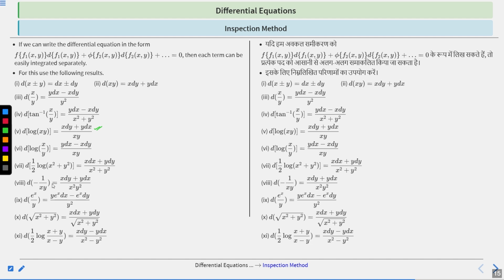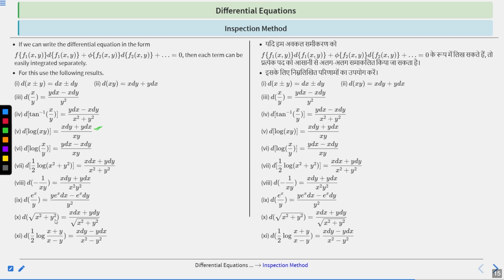d of minus 1 by xy is basically (x dy plus y dx) upon x square y square. Next, d of e to the power x upon y is equal to (y e to the power x dx minus e to the power x dy) upon y square. You can remember some standard values, and if you practice the inspection method, you will remember them, right?